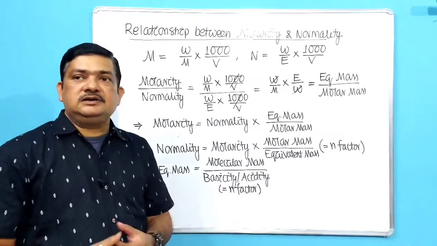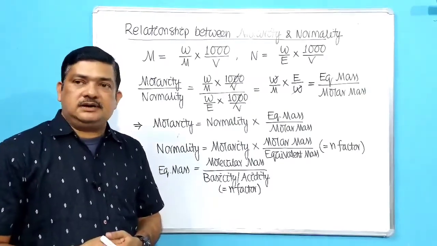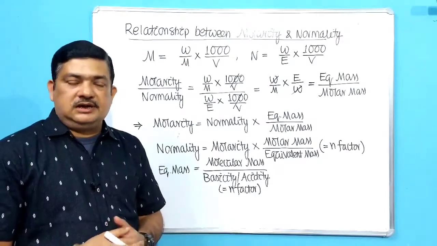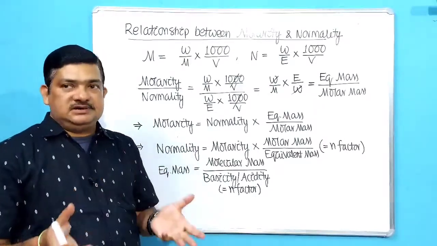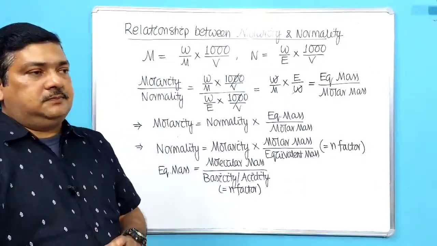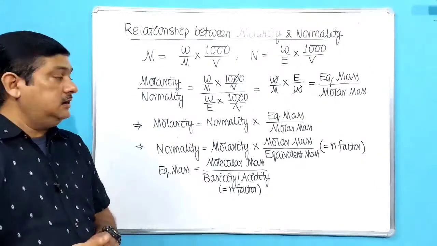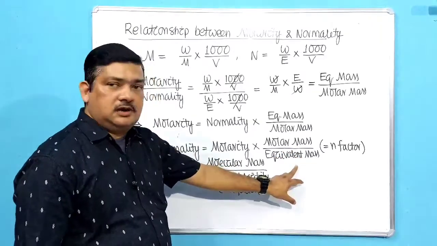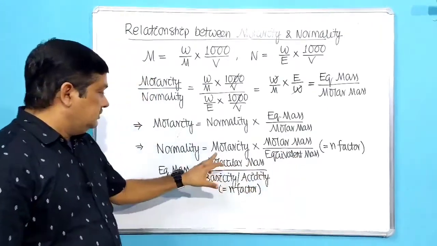When I solve a numerical, it will be clearer what n factor is. For example, HCl, n factor is 1. H2SO4, n factor is 2. Calcium hydroxide, n factor is 2. So this is all about your acidity, basicity. The number of replaceable OH minus ions and the number of replaceable H plus ions are all called n factor. What is n factor? It is the ratio of molecular mass and equivalent mass.